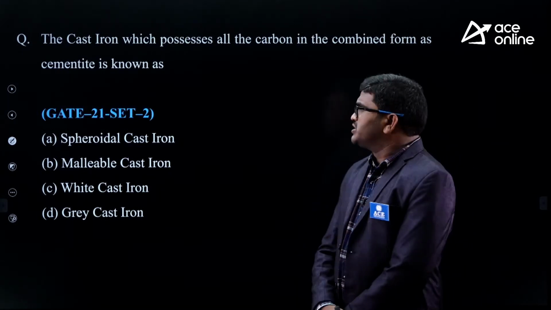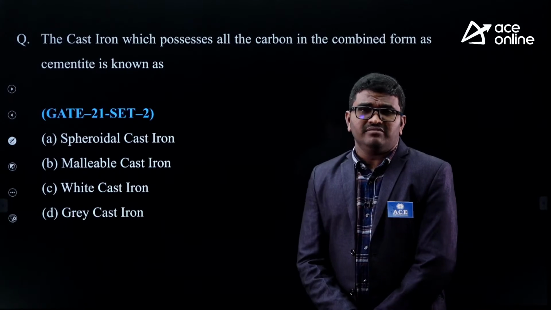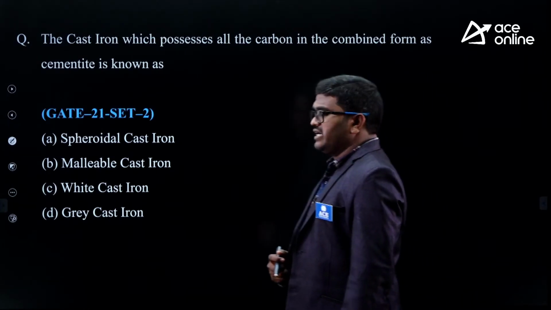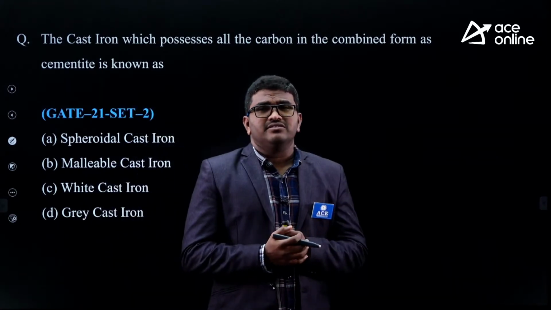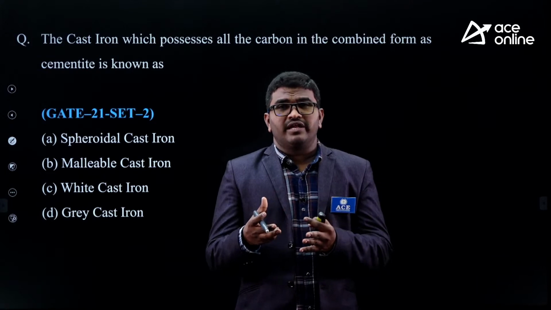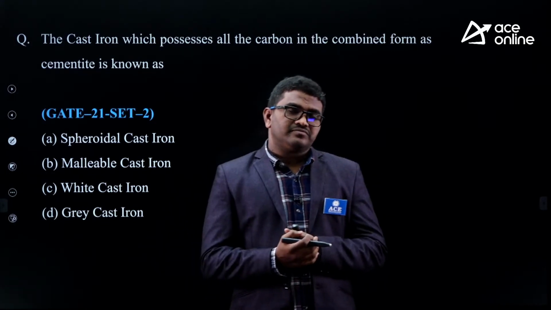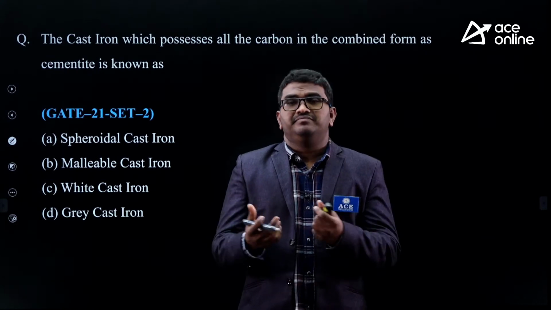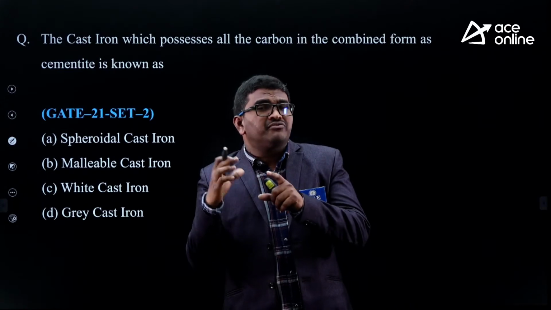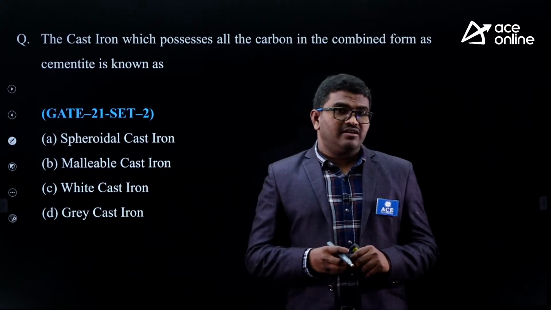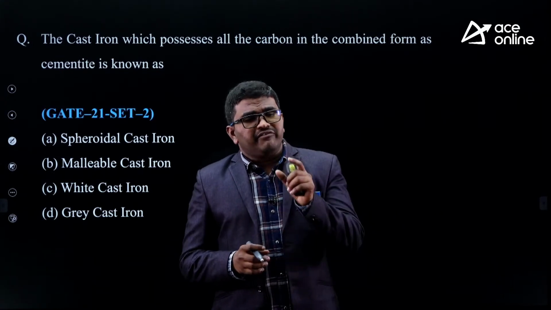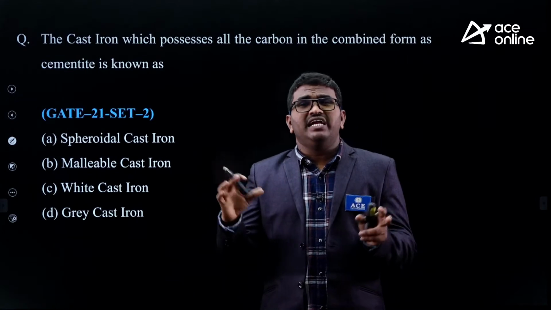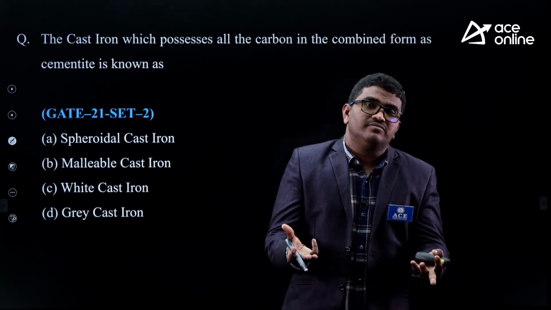Now let us consider one question from the cast iron material, okay? Right, now see here, the cast iron which possesses all the carbon in the combined form as cementite is known as. Generally there are 4 types of cast irons: grey cast iron, nodular cast iron, white cast iron, malleable cast iron. In a cast iron material, graphite is present due to more carbon in it. Okay? And based on the shape of the graphite, we are dividing these cast irons. But white cast iron is different actually. In a white cast iron material, there is no graphite.